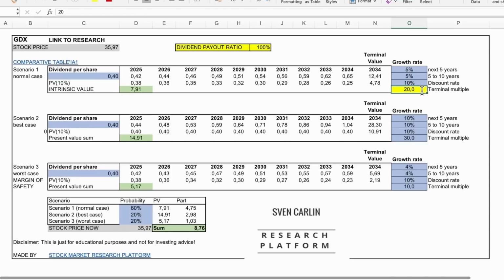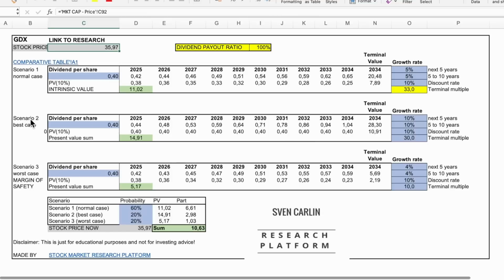Let's put that a fair yield from miners should be 3%. That's a terminal multiple of 33. The intrinsic value now of the VanEck is $11 compared to the stock price of 35. Call me crazy, I know, but it is what it is.